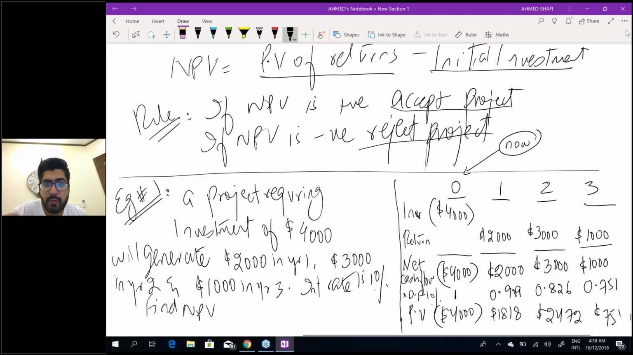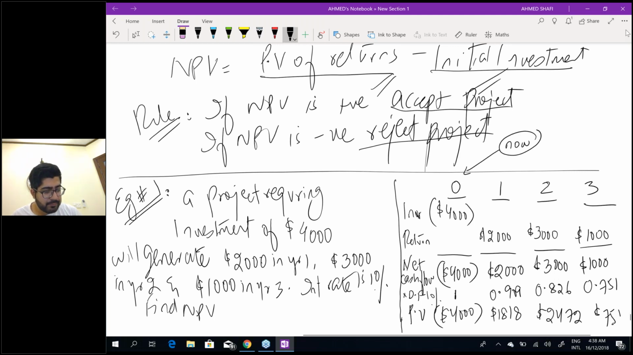See, this formula will make. How do you net off all these values? You need to add the present value of returns. Returns are positive. You need to add the present value of returns. 1818 plus 2472 plus 751. You need to add all these present value of returns. 5041 and less the investment. What is the investment? 4,000.